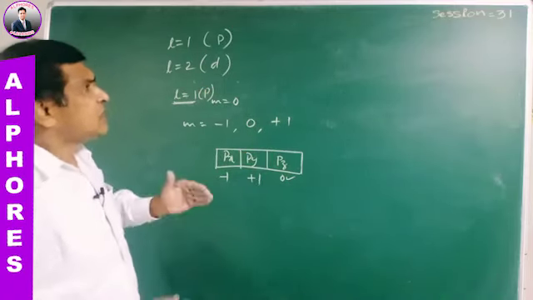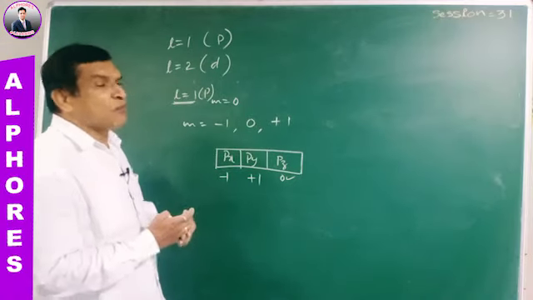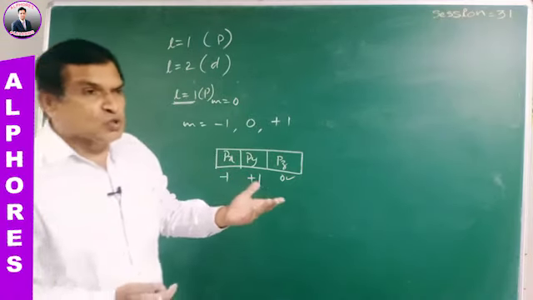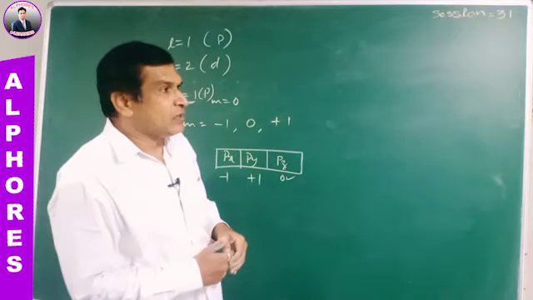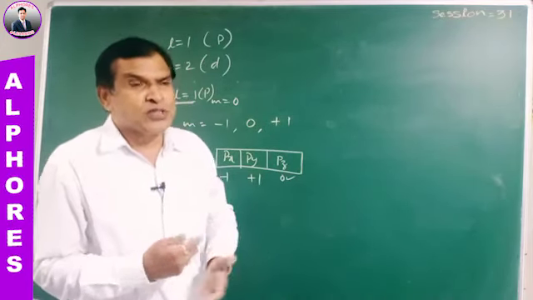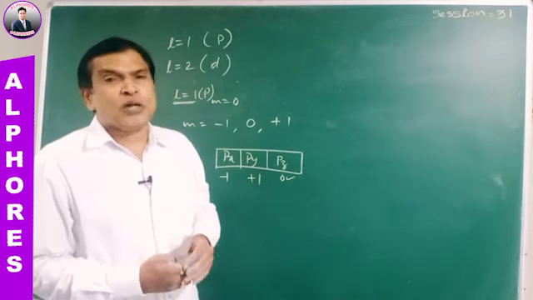Okay, this is about some important revision points based on your Schrodinger wave equation, quantum numbers and shapes of the orbitals. In the next session we are going to discuss electron configuration.